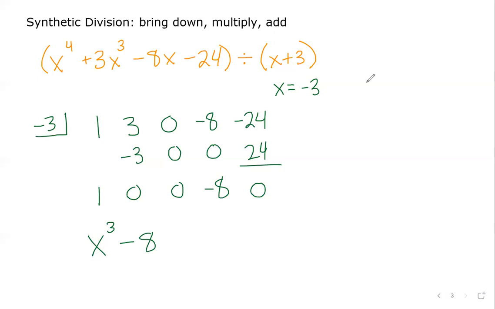So that's synthetic division. It sort of looks like a magic trick. And in the right circumstances, when you're dividing a polynomial by just x plus or minus something, it makes that process so much faster and so much easier.